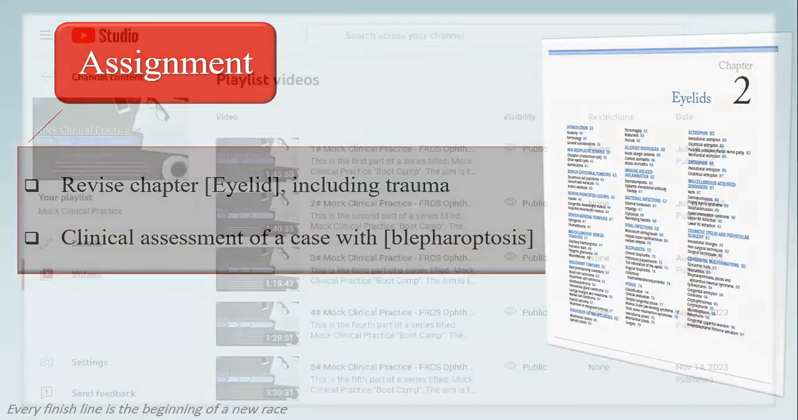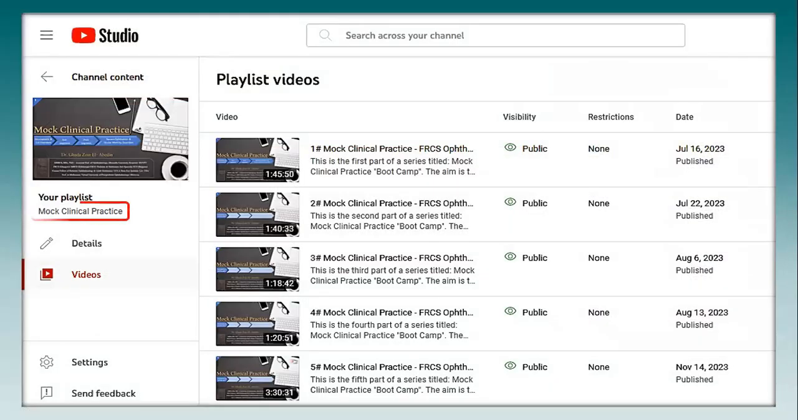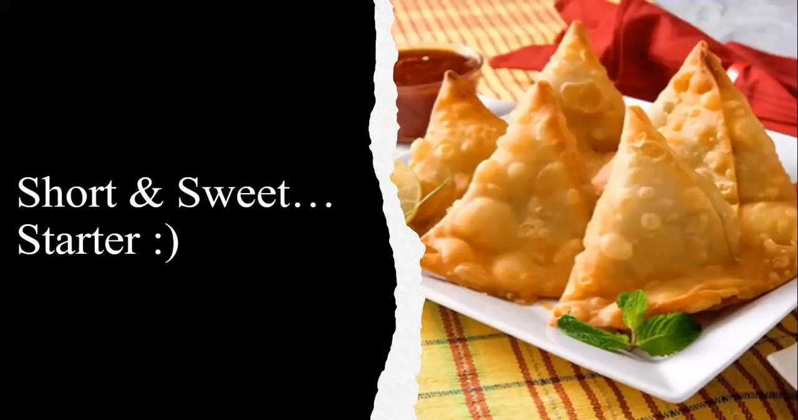Just a reminder that I have created a playlist for the mock clinical practice. So again, since this is the first class regarding ptosis evaluation, I have only 60 slides, and hopefully it's going to be short. It's like a starter at the beginning of the big topic, which is ptosis.